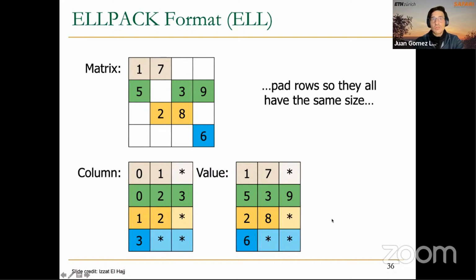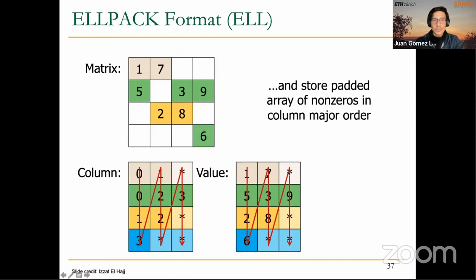But now one difference is that we are going to pad all these rows so that they all will end up having the same size. And that's going to be pretty useful in some ways, as you're going to see. But there is one more novelty as well, that we are going to transpose the matrix. So instead of storing it in a row major layout, as we usually do with matrices, we are going to store it in a column major order, as you see.